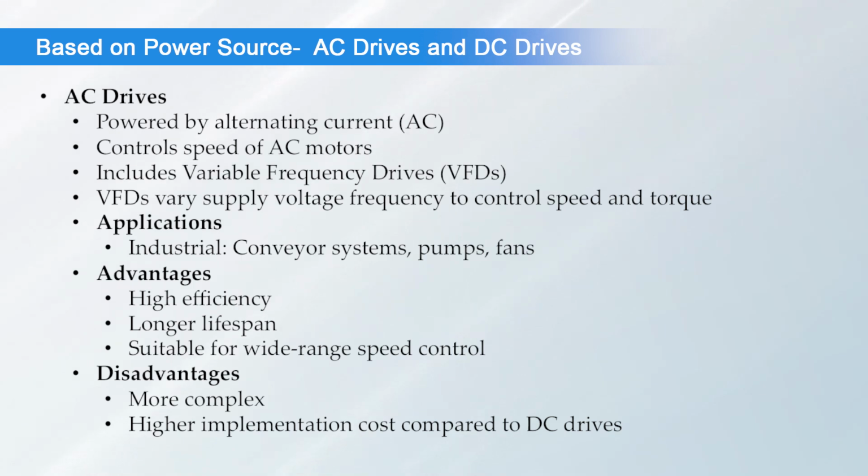AC drives are powered by alternating current and are commonly used for controlling the speed of AC motors. AC drives include variable frequency drives, also known as VFDs, which are used to control the speed and torque of AC motors by varying the frequency of the supply voltage. They find wide application in industry such as conveyor systems, pumps and fans.